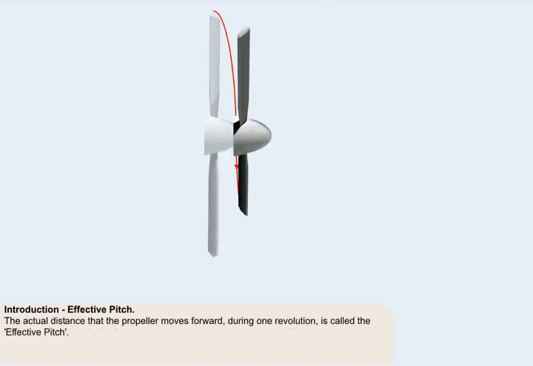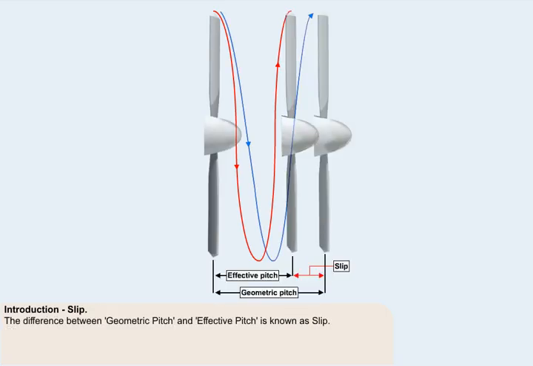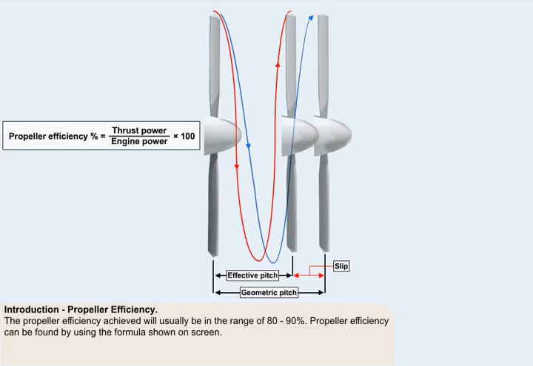The actual distance that the propeller moves forward during one revolution is called the effective pitch. The efficiency loss, that is, the difference between geometric pitch and effective pitch, is known as slip. The efficiency achieved will usually be in the range of 80 to 90%, and can be found by using this formula.